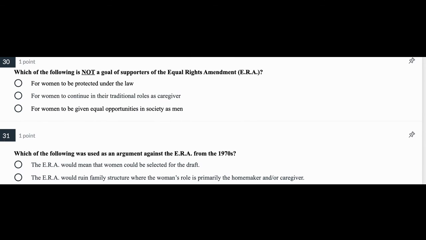30. Which of the following is not a goal of supporters of the Equal Rights Amendment, or the ERA? For women to be protected under the law, for women to continue in their traditional roles as a caregiver, or for women to be given equal opportunities in society as men.